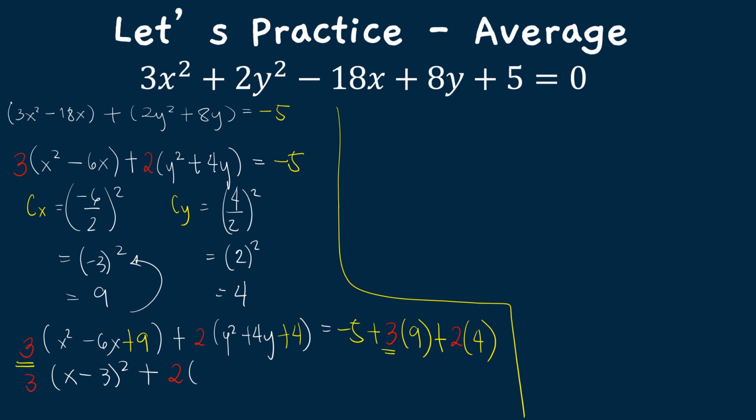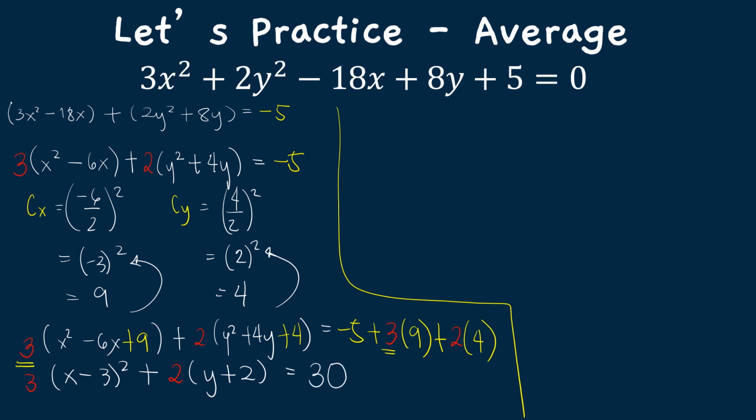Plus, multiplied by y plus 2 instead. Okay. And then, simplify. You can multiply the two numbers or 3, 9 to 4. Then add the remaining values that we have. So, negative 5 plus 3 times 9 plus 2 times 4 is equal to positive 30.